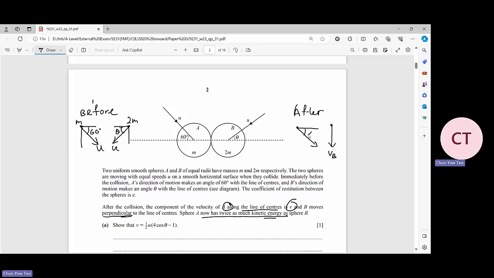And we solve it. So this is the VA, but the horizontal component is V, which means VA cos alpha is actually V. This is something you need to know.